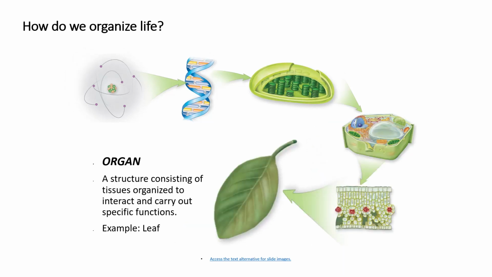The next level of organization would be the organ. Tissues come together to form organs. An organ is a structure consisting of tissues organized to interact and carry out specific functions. For example, a leaf. The difference between an organ and a tissue is that tissues consist of multiple cells that work together to produce a particular function, while organs consist of multiple tissues that come together to produce a particular function. So within an organ, you typically have different tissue types.